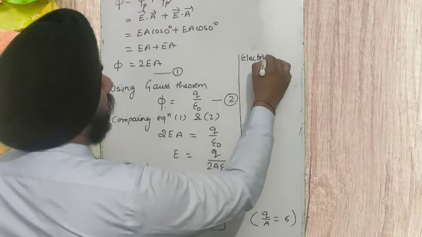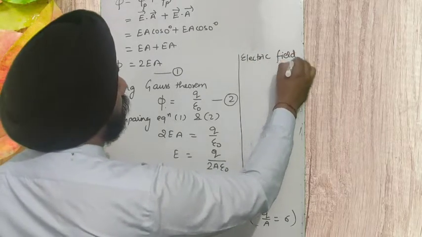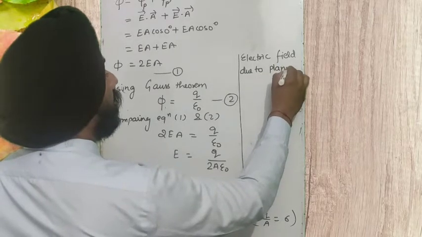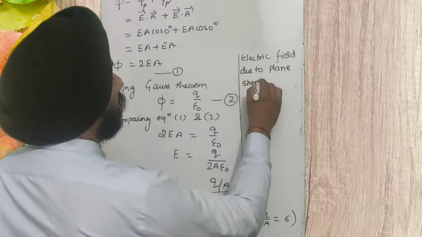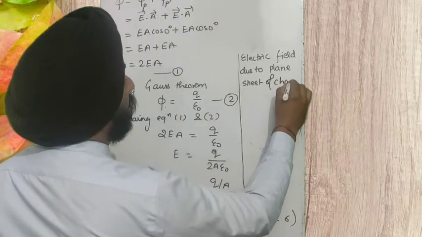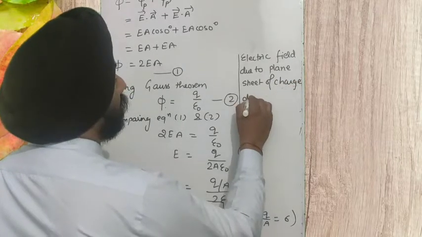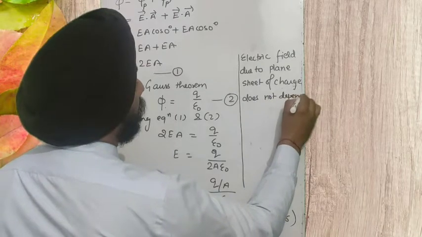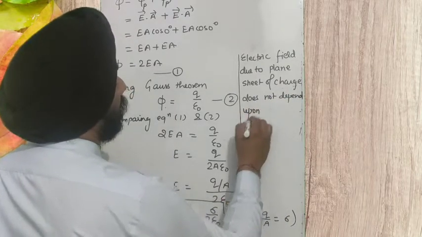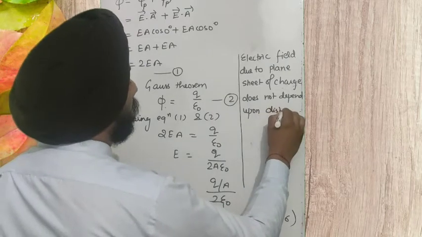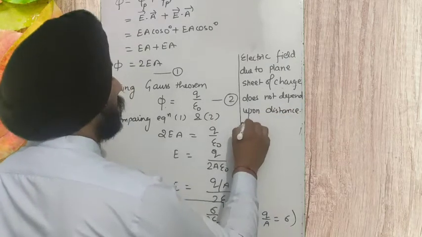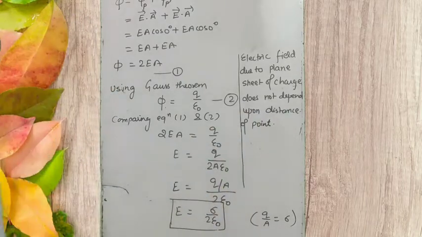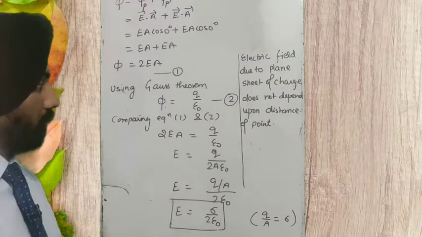So here I am writing: electric field due to plane sheet of charge does not depend upon distance of point, as we can see from the expression.